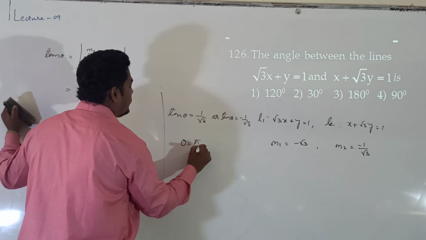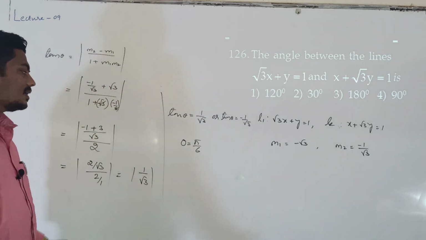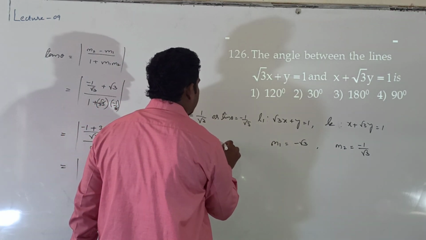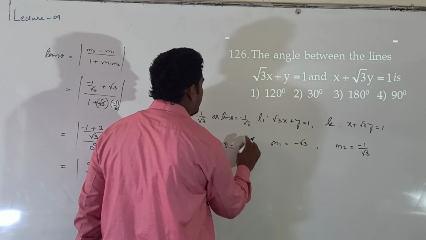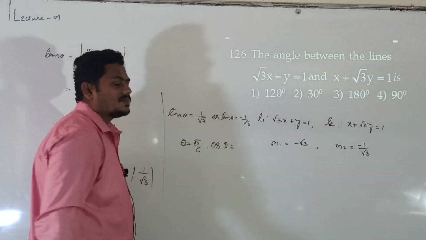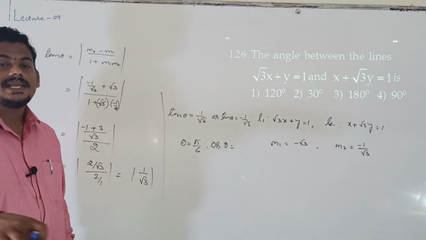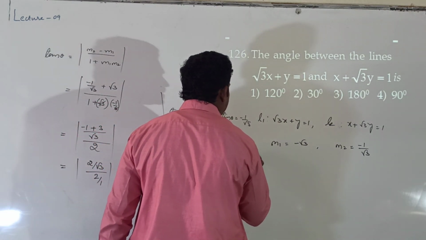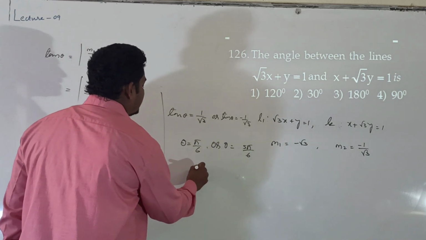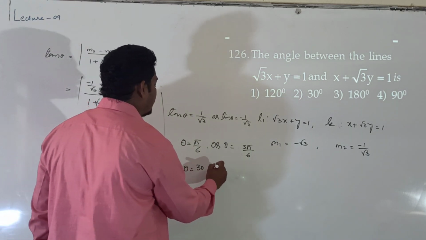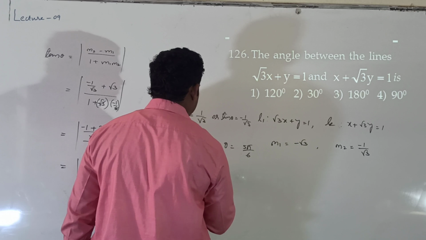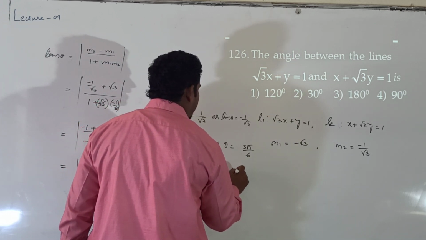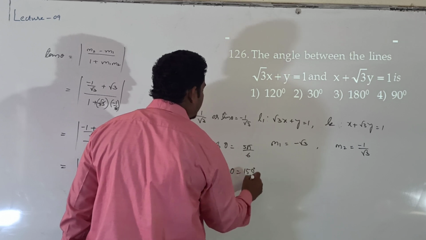Theta is equal to pi by 6, or for minus 1 by root 3, it is a second quadrant angle, that is pi minus pi by 6, 5 pi by 6. Pi by 6 means 30 degree. Theta equal to 30 degree or 150 degree.